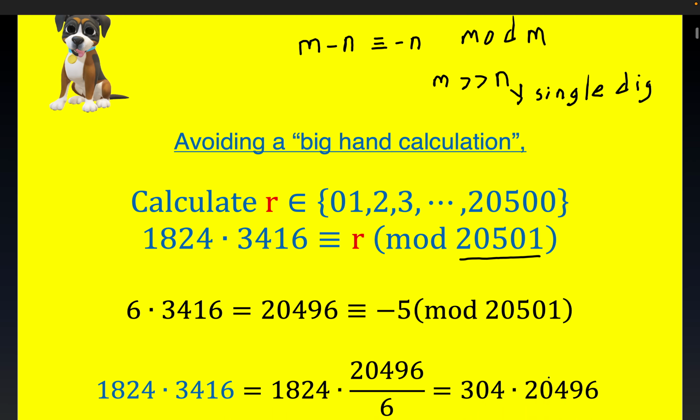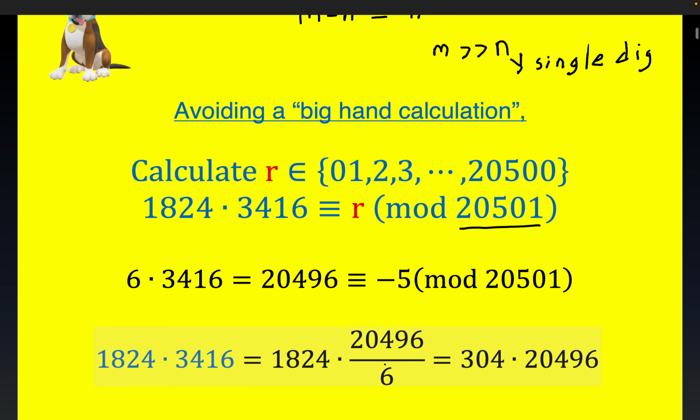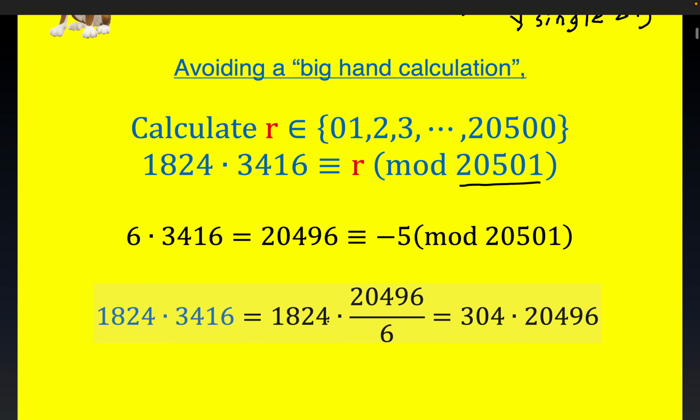Now, the way we benefit from that is to simply rewrite what we started with, 1824 times 3416, as equal to the 1824 that we've written down, and then we rewrite 3416 as 20,496 over 6. By the commutative property of multiplication, you can divide 1824 by 6 to get this, and the 20,496 is left standing.